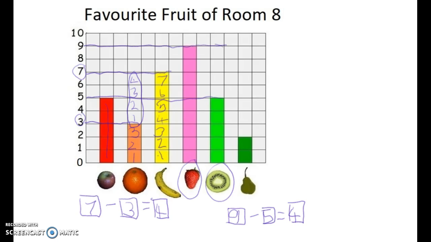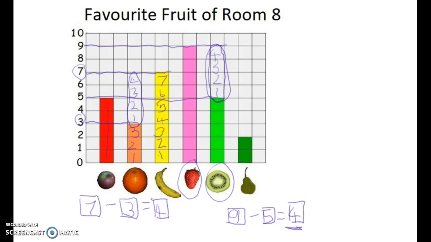So here are the squares here. Here's the difference. Let's count them. 1, 2, 3, 4. Are we correct? Yes, we are. The difference between the number of people who chose strawberries and the number of people who chose kiwi fruit as their favourite fruit is 4.